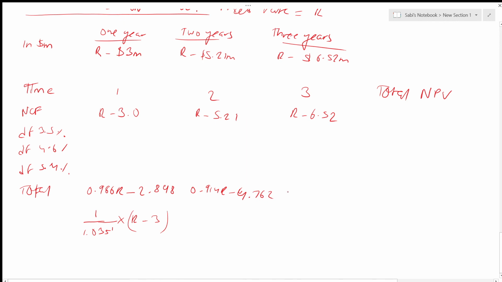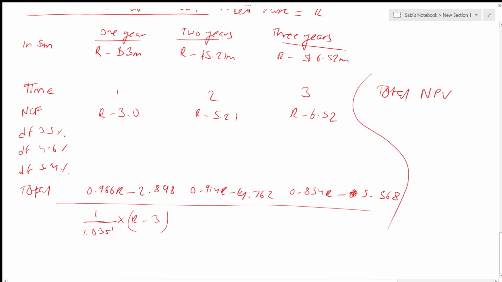And for the last one we are having 0.854 R minus 5.568. What do you have to do for the total net present value? Add all the 3. You'll be getting 2.734 R minus 13.228.